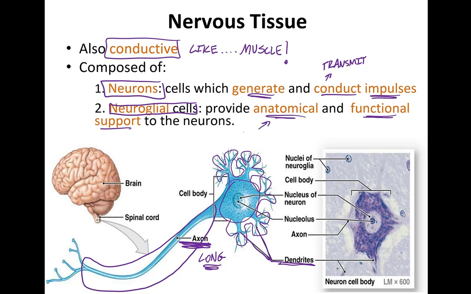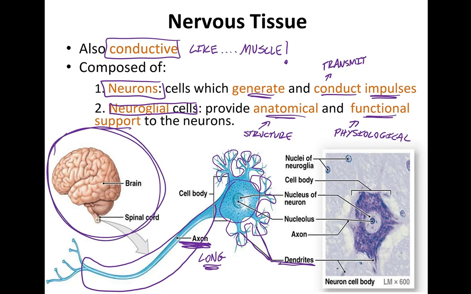Think anatomical as being structure. They help hold them in place. And functional being just that, function. Think physiological support, meaning they help maintain the environment the neurons are living in so the neurons stay healthy and cared for. Now, you find nervous tissue scattered throughout the body, but the highest concentration of it is in the brain and the spinal cord.